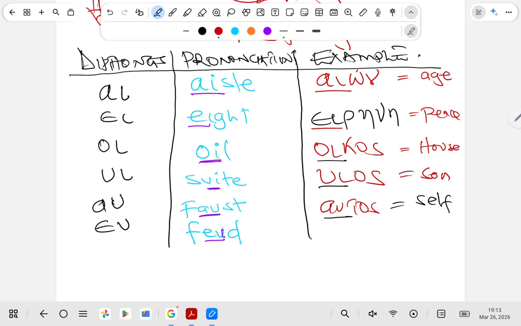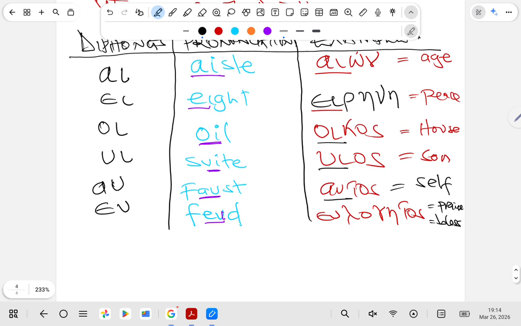So eulogētos: epsilon, upsilon, lambda, omicron, gamma, eta, tau, omicron, sigma, eulogētos. And this word means to praise, means to bless. And so, blessed be the God and Father of our Lord Jesus Christ. Paul would use that as he opens his letter with praise and thankfulness.